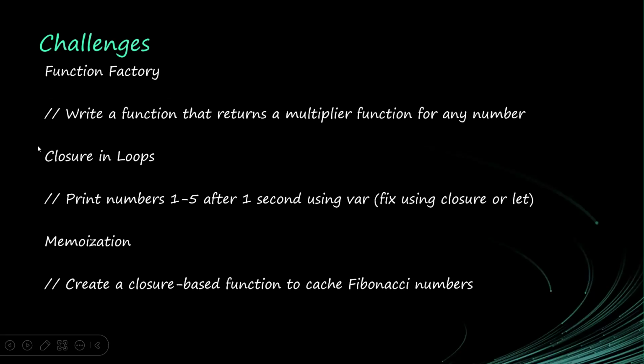Okay, so we also have another challenge here. Write a function that returns a multiplier function for any number. I've already done these examples. Closure in loops: print numbers 1 to 5 after 1 second using var, fixing using closure or let. That's the problem I said I didn't want to go into, but you can just try it. If you couldn't get it, no problem, just leave it. I wouldn't want to give you more than what you can carry now. You can also create a closure-based function to create the Fibonacci numbers. Try your best to do all these things.